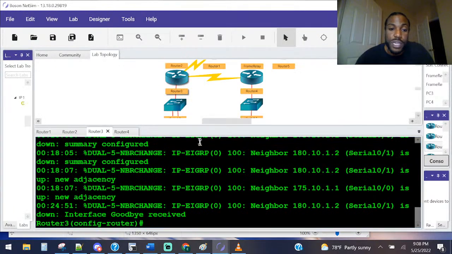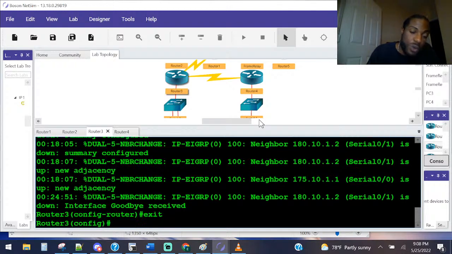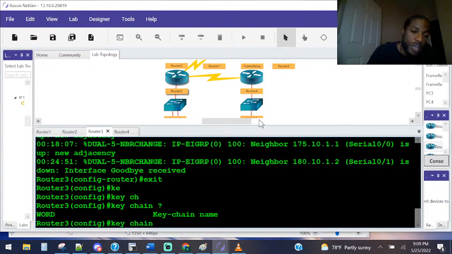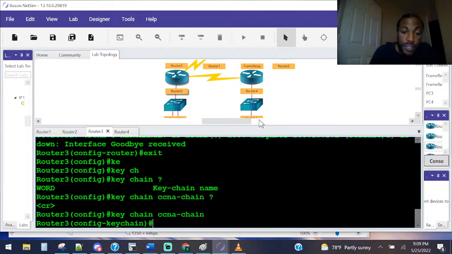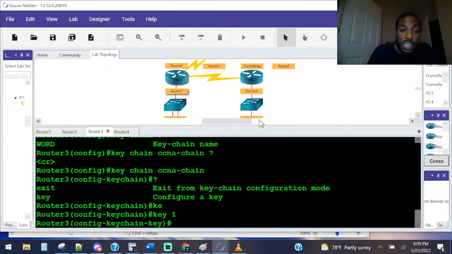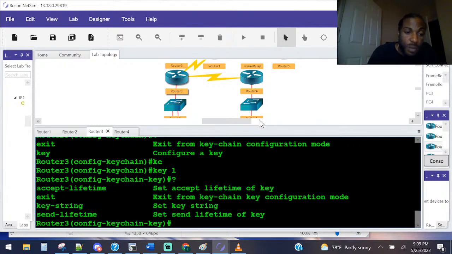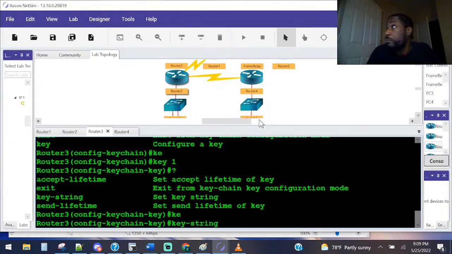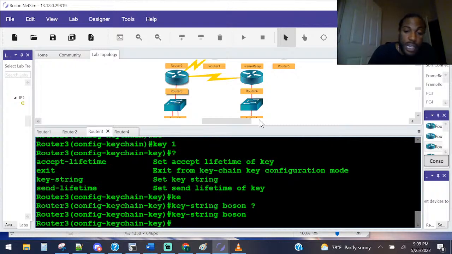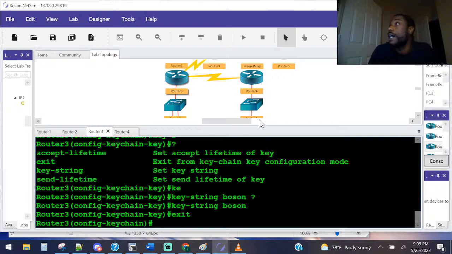So now we go to router 3, and what was it again? We got to go to global config mode, and it is key chain. The keychain name, they said, was CCNA-chain. That puts you in keychain configuration mode, and then the key ID was what, 1. That puts you in keychain key configuration mode, and then from here you do the key string, which was boson, all lowercase, boson, like that. Press enter, and then we get out of this.